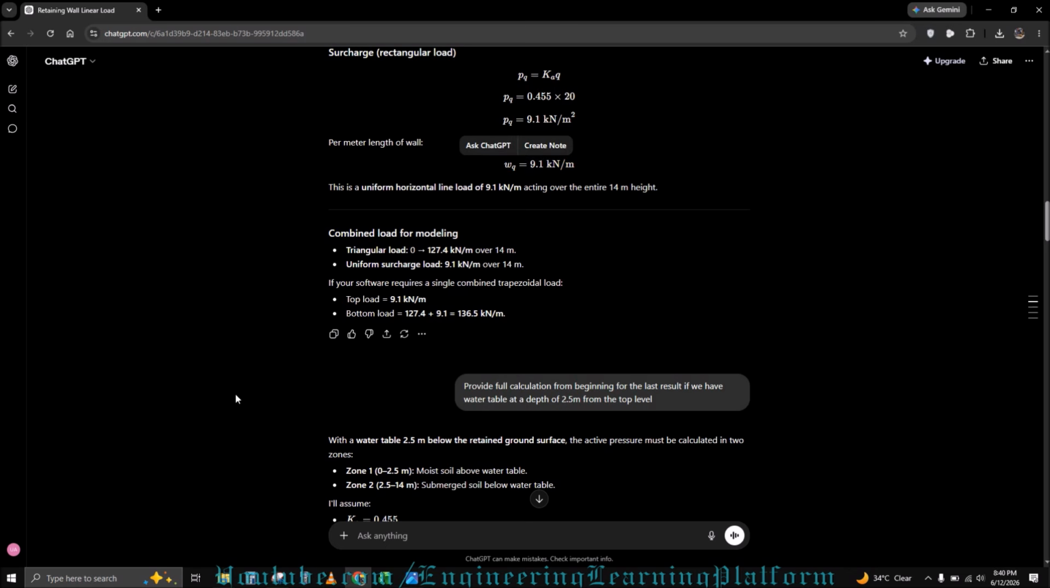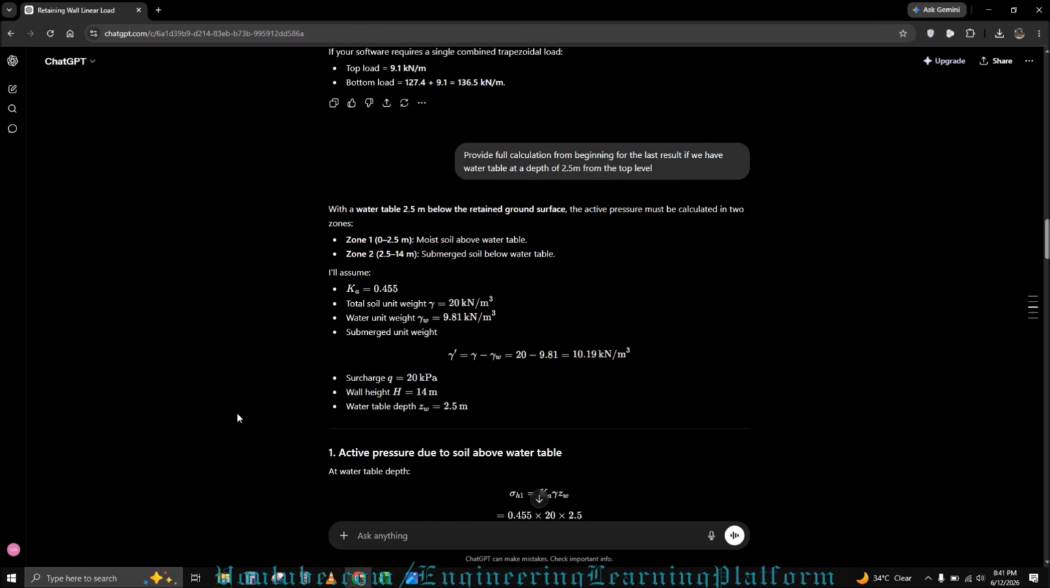So I gave it the prompt again: provide full calculation from beginning to the last, if we have water table at the depth of 2.5 meter from the top level. This is some part of the problem which I missed in the beginning, so I am here just to prove my point that you can specify or insert a parameter whenever it comes to your mind in the problem. So you can actually do this kind of tweaking in the problem, and let's say you change the height of the wall or something, it will still update the calculations for that changed parameter.